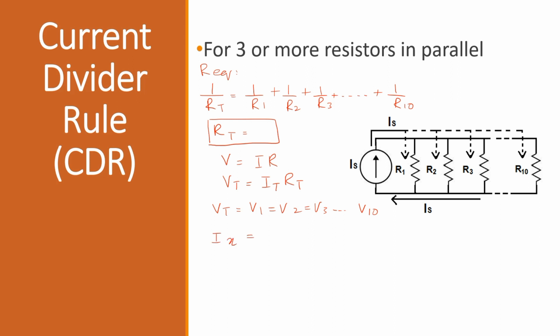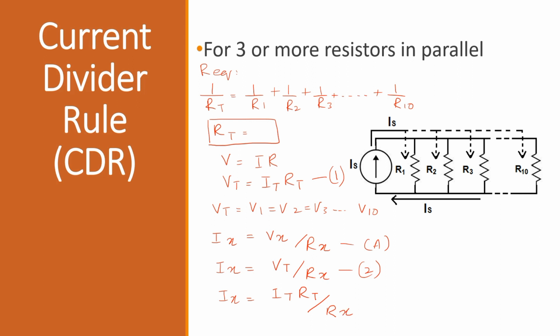Ix is equals to Vx divided by Rx. Again, we know that voltage remains same in parallel circuit. Therefore, this equation A can be written as Ix is equals to Vt divided by Rx. Now, we'll put this value of Vt from this equation 1 into this equation 2. So, we'll get Ix is equals to It RT divided by Rx. So this would be your CDR formula for 3 or more resistors that are connected in parallel.